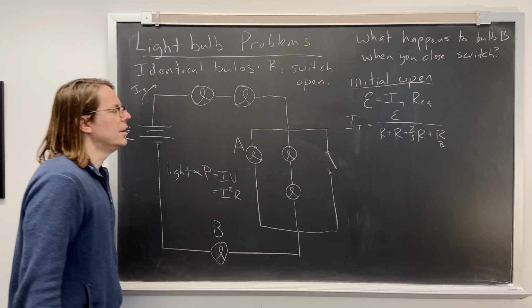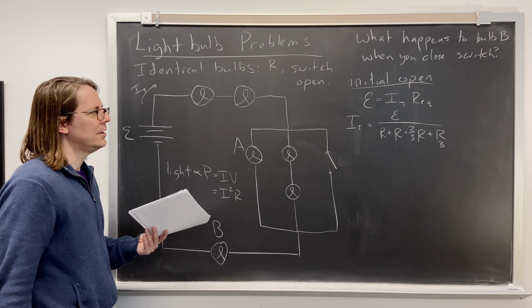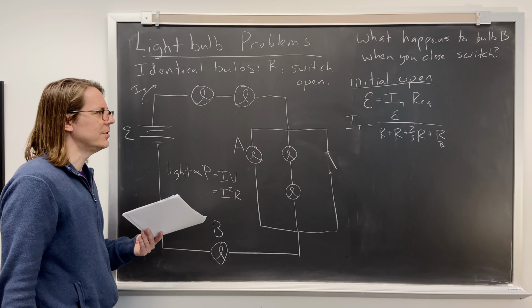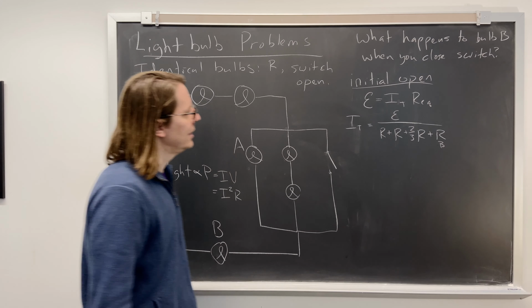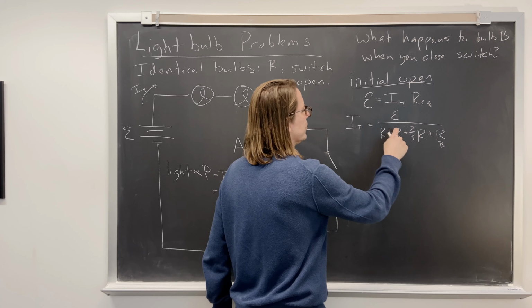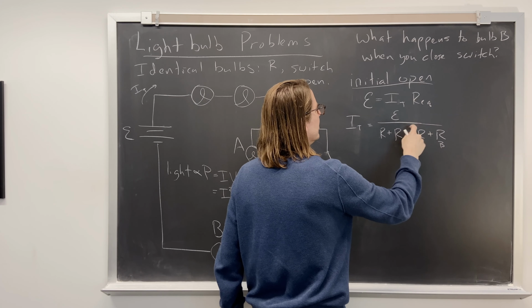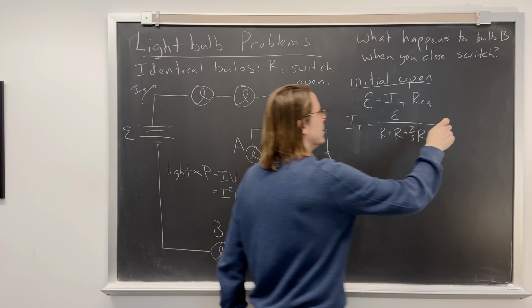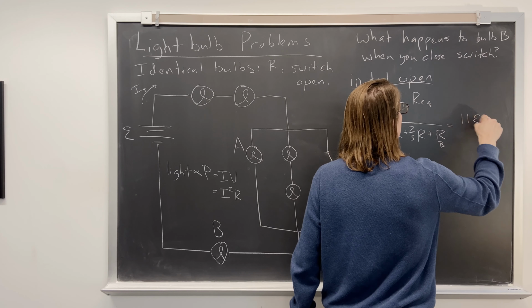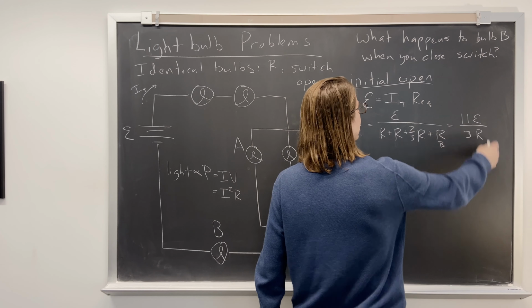That makes sense. Okay, so then we just solve for that and get it in terms of the EMF and the value of R. Let's simplify it down and see what this is. This is 2/3, 3/3, 3/3, 3/3, which gives 11/3 R, or we take it up top and say E over 11/3 R. There's your 11/3 R.